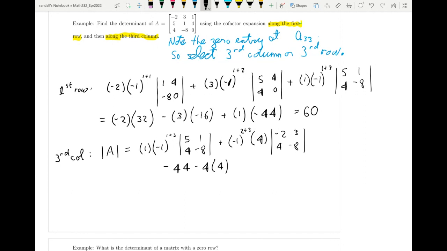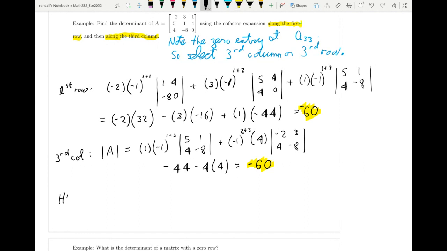Okay, so I get -60. Actually, that's a -60 up here. Sorry, this is a -60. Now I realize it. A -60. Okay, as it should be. They should be the same. So that's one computation of the determinant of A, and there's another computation of the determinant of A.